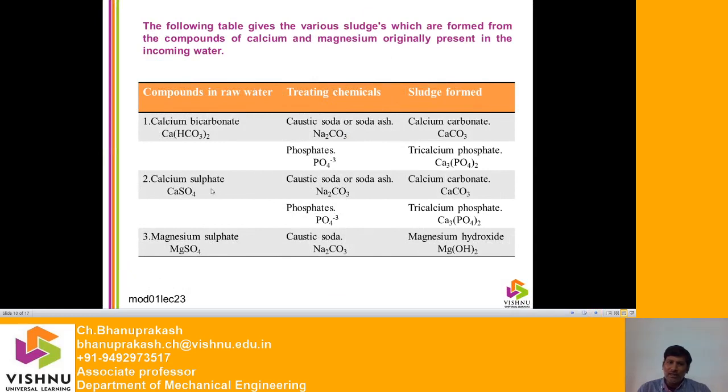Now the next one is calcium sulfate, CaSO4. What is the treating chemical? Caustic soda or soda ash, the same thing. The sludge formed is calcium carbonate. If you are adding phosphate, what will you get? Tricalcium phosphate, Ca3(PO4)2. The third one is magnesium sulfate, MgSO4. What is the treating chemical we add? Caustic soda, Na2CO3. So what is the sludge formed? Magnesium hydroxide, Mg(OH)2.